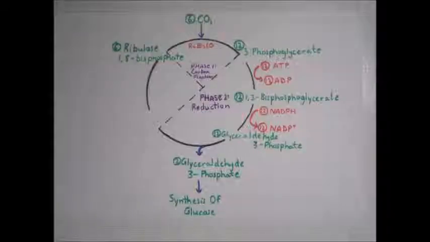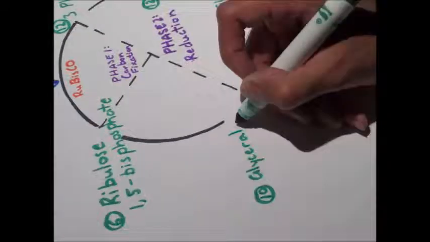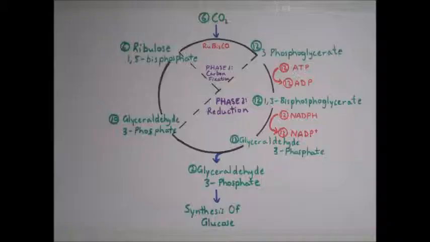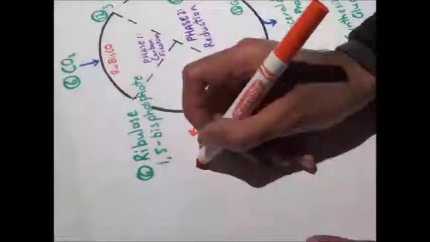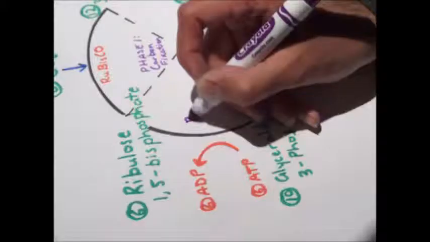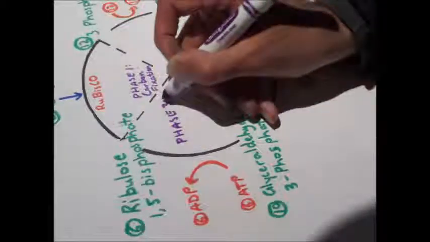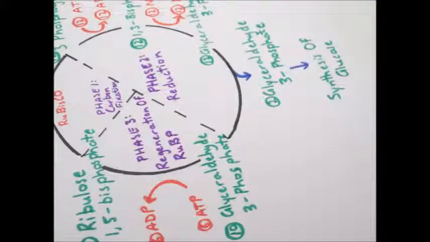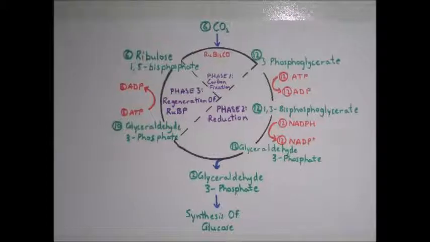Now the remaining 10 molecules of glyceraldehyde 3-phosphate, with the help of 6 ATP, which are turned into 6 ADP, form 6 molecules of ribulose 1,5-bisphosphate. Now this is phase 3, which is the regeneration of RuBP. This concludes the Calvin cycle.